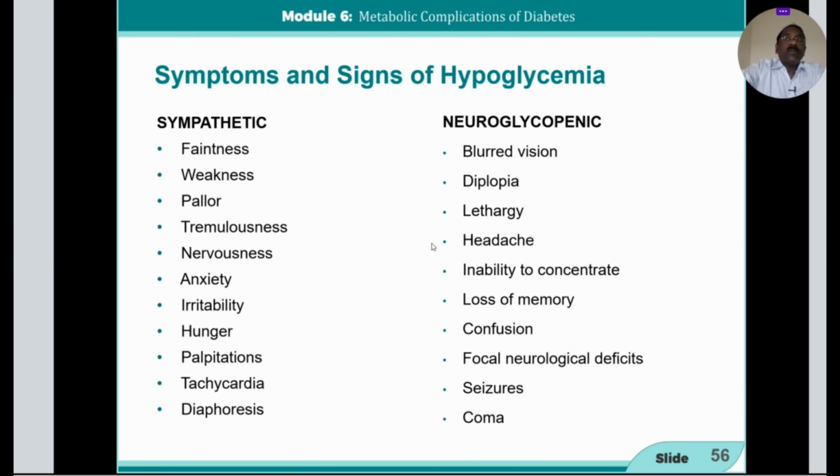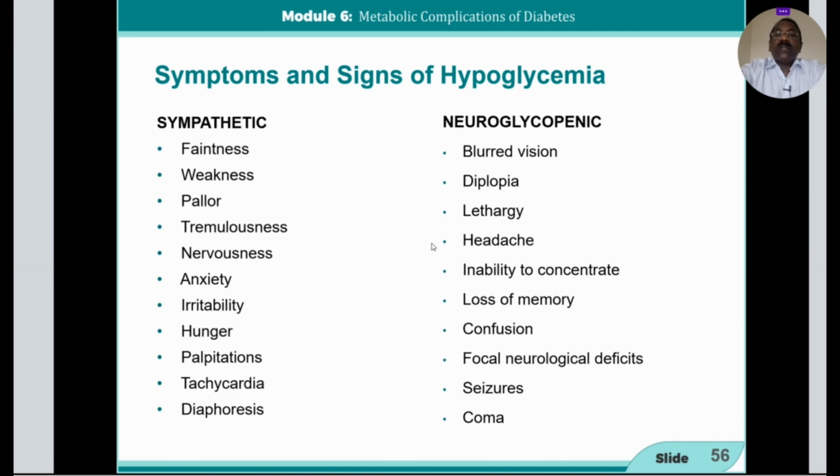These are all happy symptoms because the patient recognizes hypoglycemia by himself. So faintness, weakness, pallor, tremors, nervousness, anxiety, irritability, hunger, palpitations, tachycardia, diaphoresis, hypersweating. These are all symptoms of sympathetic hypoglycemia, and they recognize that these are all because of the hypoglycemia, and then they correct the hypoglycemia by themselves. So that is sympathetic hypoglycemia.